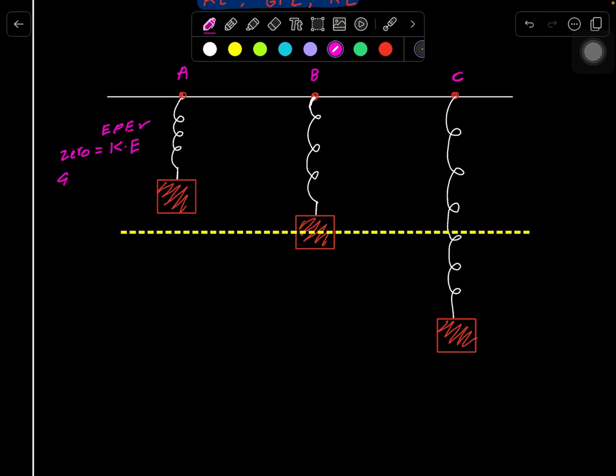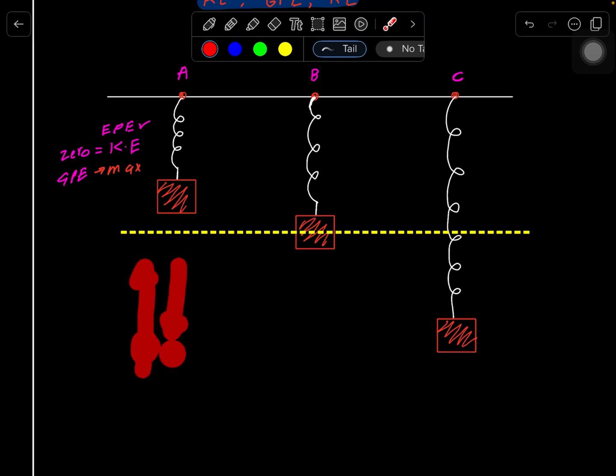So the gravitational potential energy here is maximum. Let's look at position B. In this position, the spring has some form of elastic potential energy since it's slightly stretched, right? The spring is still moving because, let's say this is the rest position, it goes up and then comes back to the original position and then goes down. And it's still in motion when it's at its rest position.